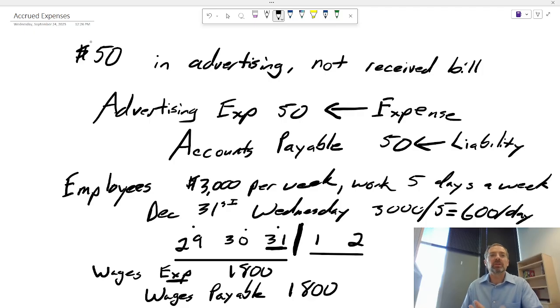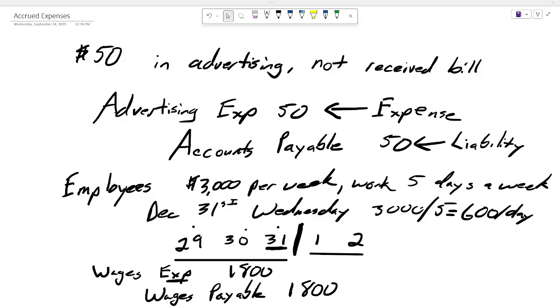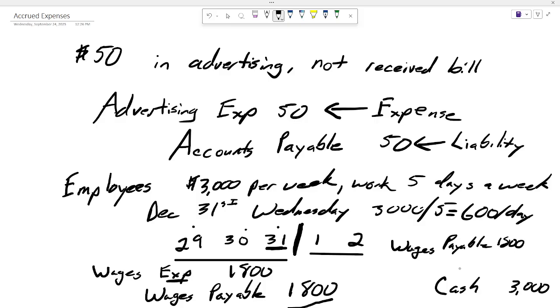There's one more thing that I want to point out here is now when we actually pay our employees on the 2nd, this is not an adjusting entry. This is when we actually pay them on the 2nd. We pay them $3,000 in cash, so we would have to credit cash $3,000. Now, part of this $3,000 is paying off what we owed them before, this $1,800. So we would actually debit wages payable, $1,800, and the other $1,200 goes to wages expense.